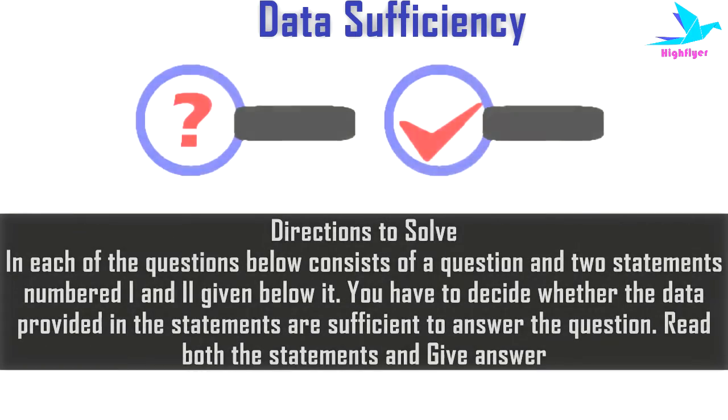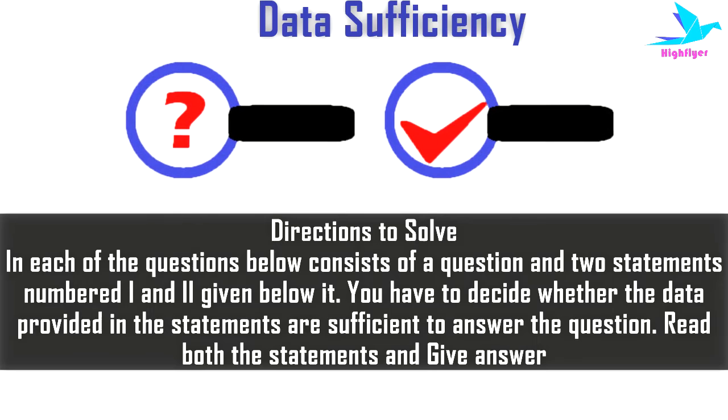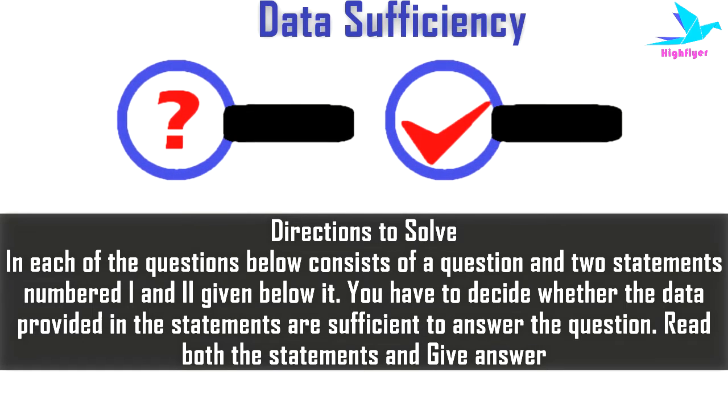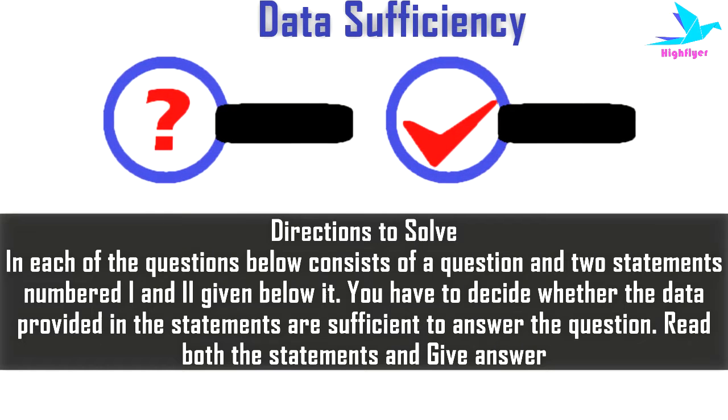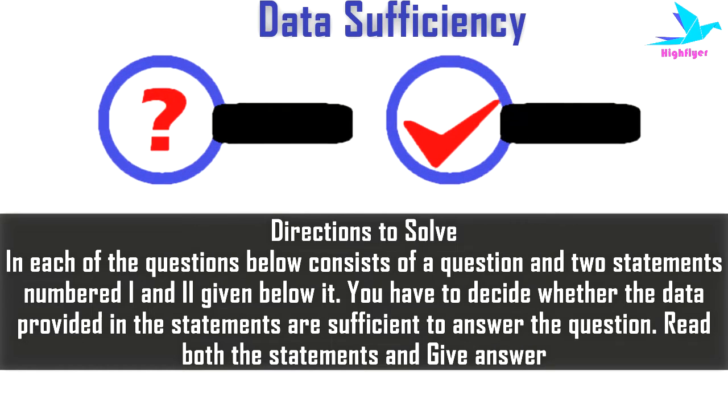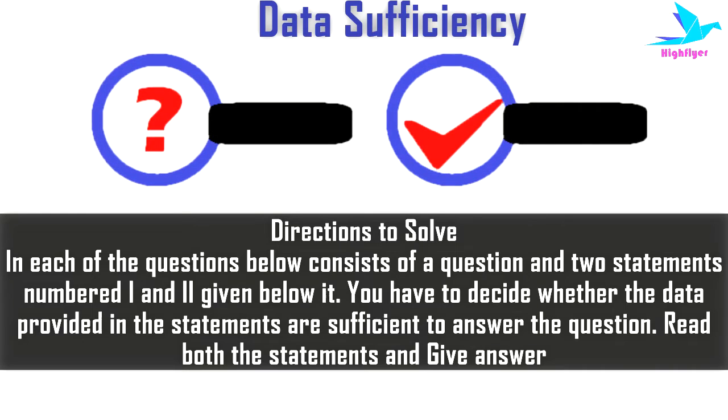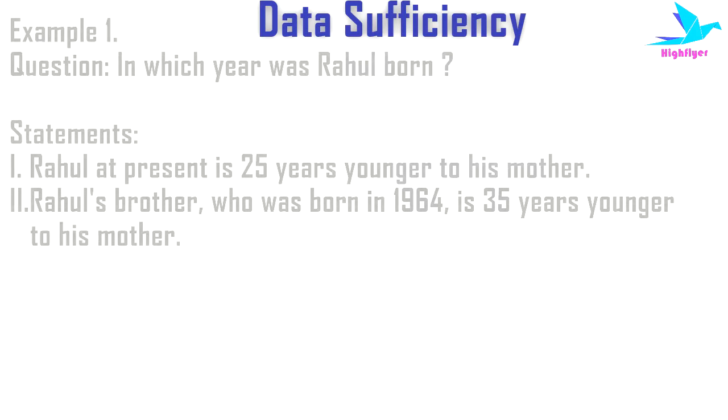More than one answer is not allowed. Now, each question of data sufficiency consists of a question and two statements numbered 1 and 2 given below it. You have to decide whether the data provided in the statements are sufficient to answer the question. Read both the statements and then give the answer. So straight away going through some examples.